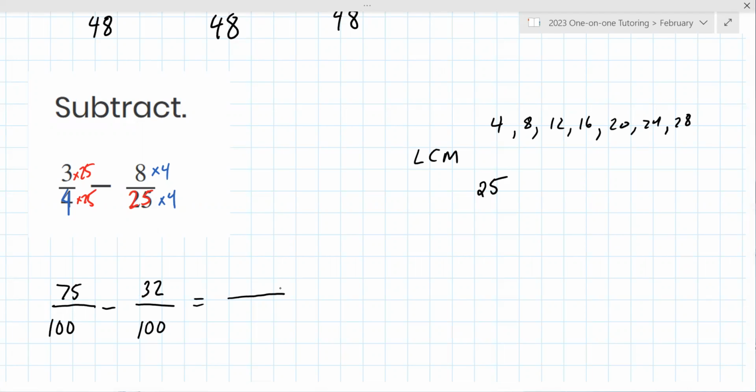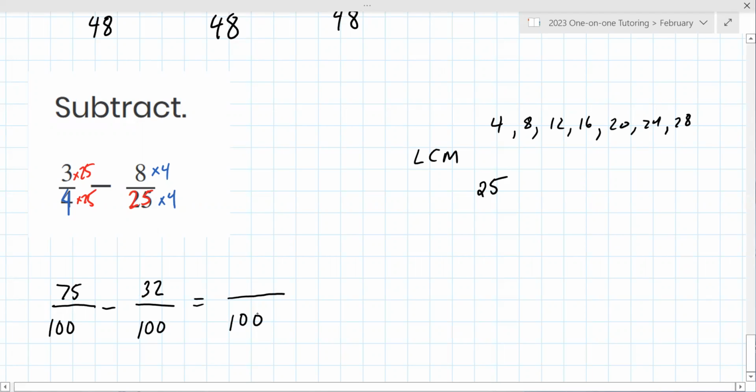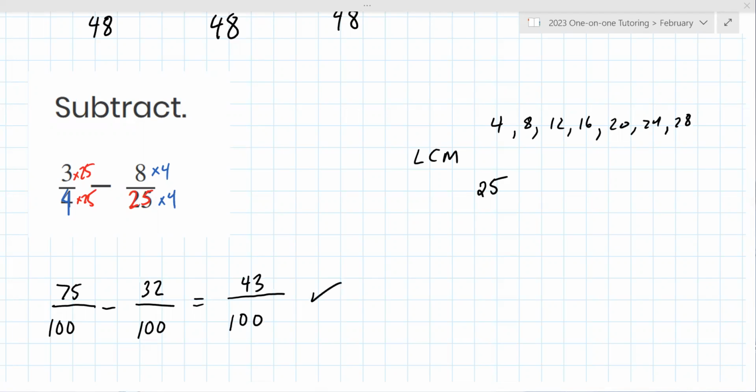Okay, so what is 75 minus 32? 75 minus 32. 43. 43. Good. Very good. Let's see if the next one is fast or not.